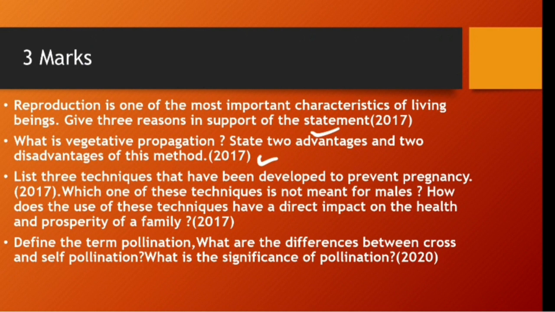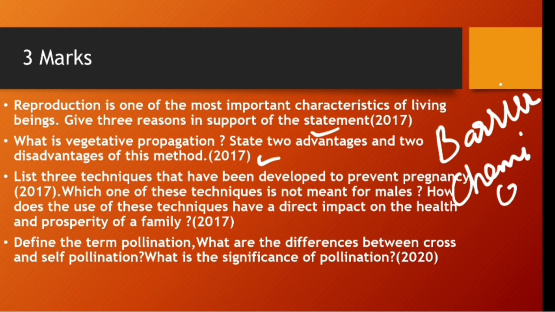Next question, list 3 techniques that have been developed to prevent pregnancy. Which of these techniques is not meant for males? Okay, so first, what are the 3 techniques that have been developed to prevent pregnancy? One is, you can write, barrier method. Then in barrier method you can write about condoms, and then chemical method you can write about pills, right, contraceptive pills. And the third method is surgical.